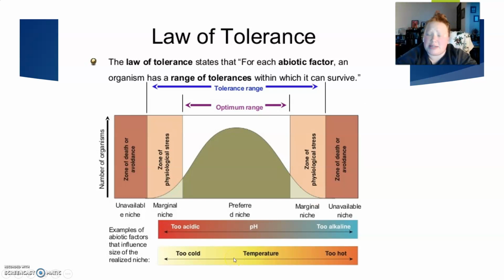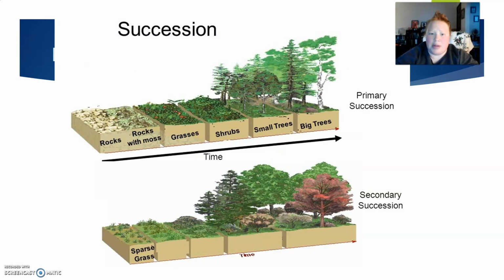This can be many things. It can be temperature, it can be pH, it can be amount of sunlight. So anything that impacts whether a species can live there or not.